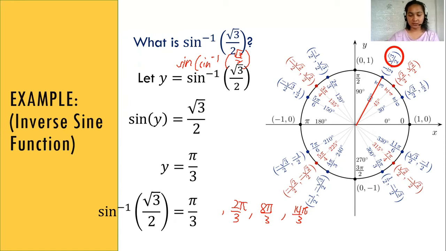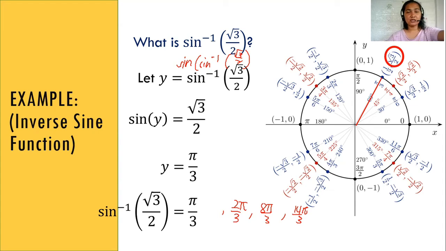But again, why do we only consider this pi over 3? Even in your calculator, if you're going to recheck, if you input inverse sine of square root of 3 over 2, that will give you pi over 3 only. It will not display these other values that will generate inverse sine of square root of 3 over 2. So how are we going to use our calculator to check this one?